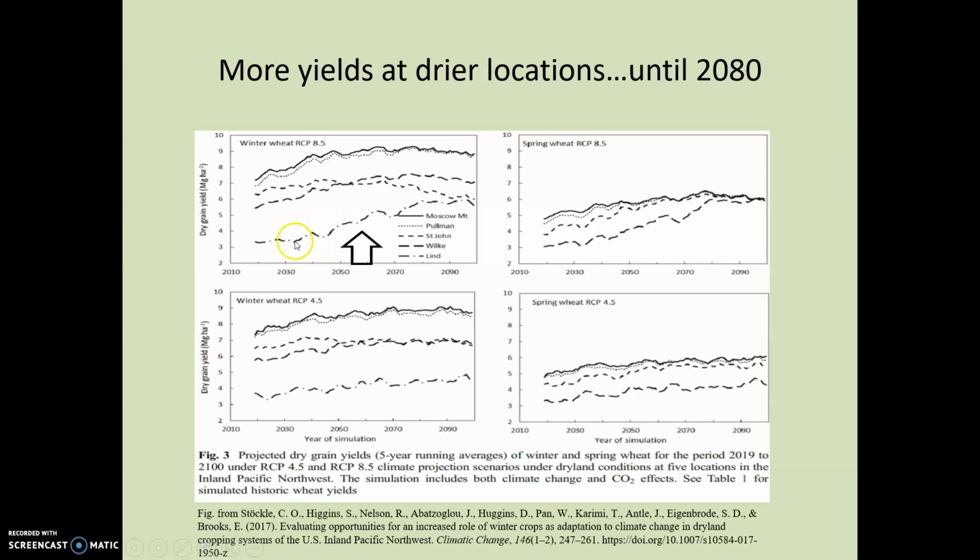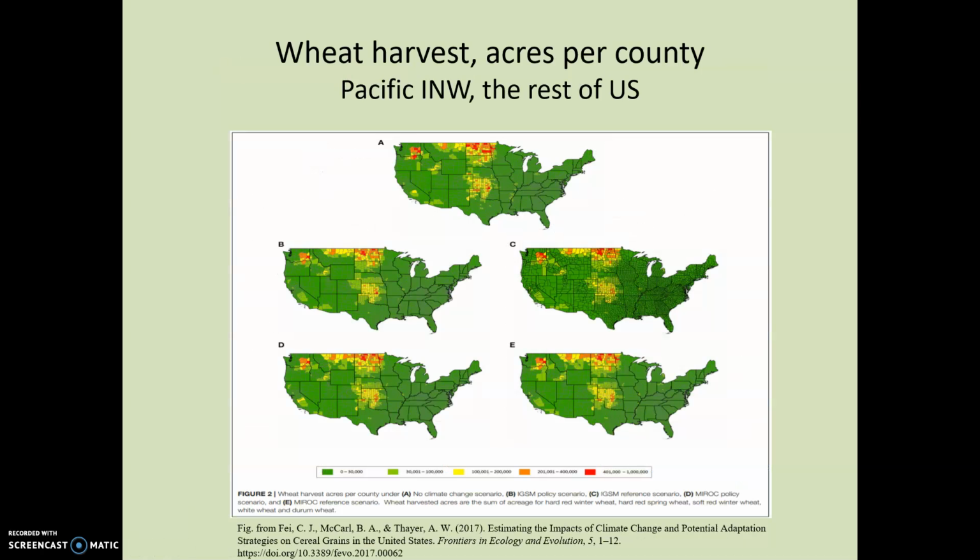That's Lind. It's a drier spot, and you can really see these gains in this 8.5 scenario winter wheat. Same with spring wheat. You see massive gains at times in these drier locations, where a wetter location like Moscow Mountain or Pullman, the yield's higher, but you don't see the increases there. So just another visual showing the projections based on different RCPs.